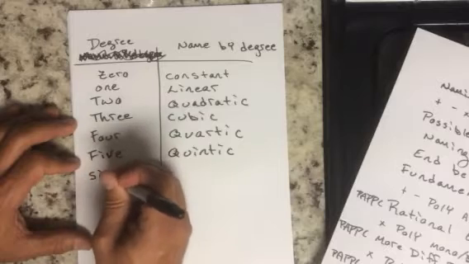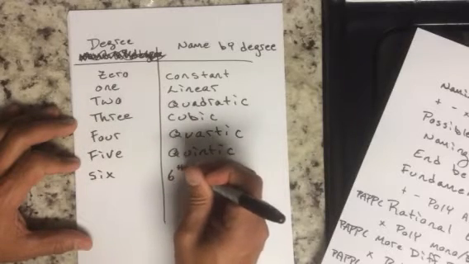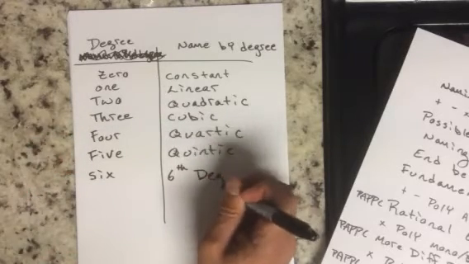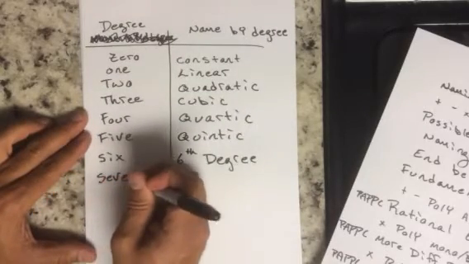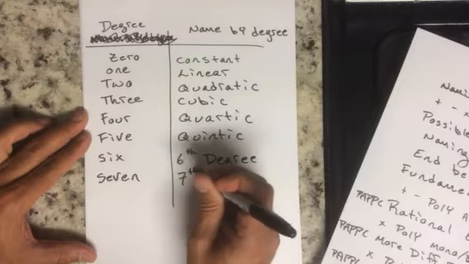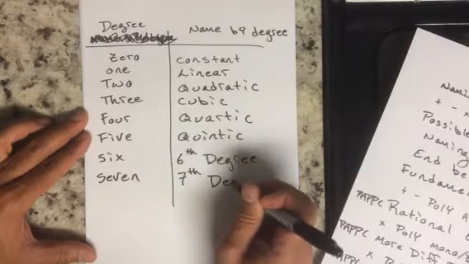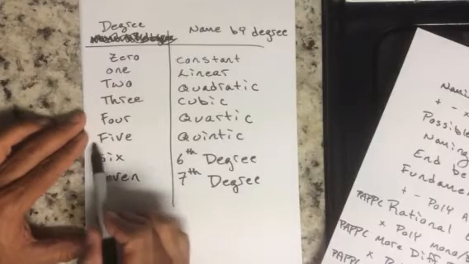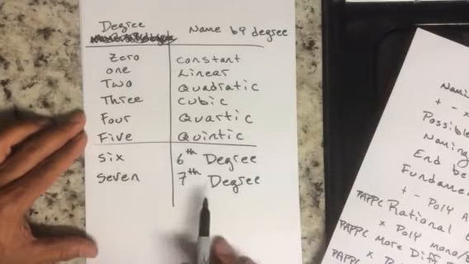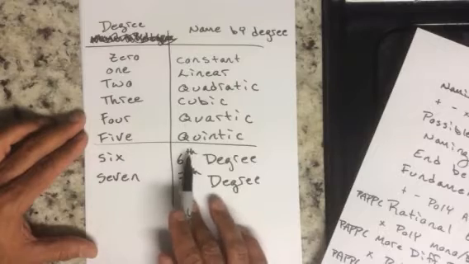Degree of 6, which is called sixth degree. 7, seventh degree, 8, eighth degree, etc., etc. So we only go up to 5 with a specific name. Everything else is just that the degree.